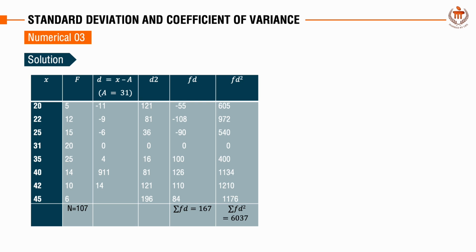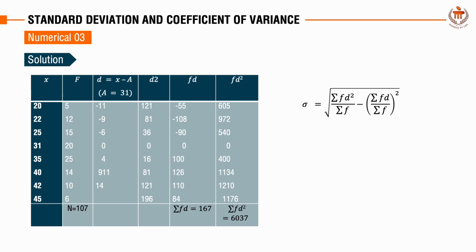And then the d value we got, we did the square of the d, which we call d square, and we multiplied that with f. So we got fd square, and then we did the sum of that. So we got the sum of fd square as 6037, sum of fd as 167. Okay, and then the total sum of frequency, or capital N, is 107.